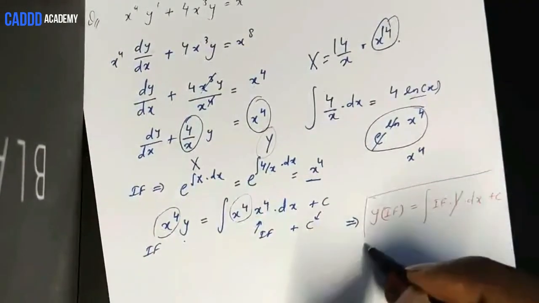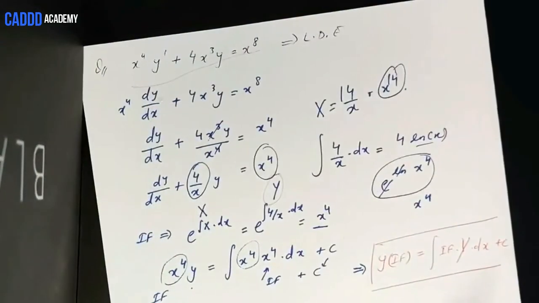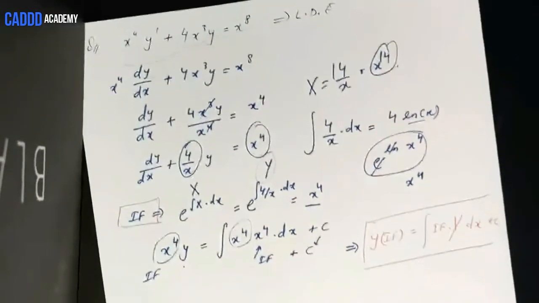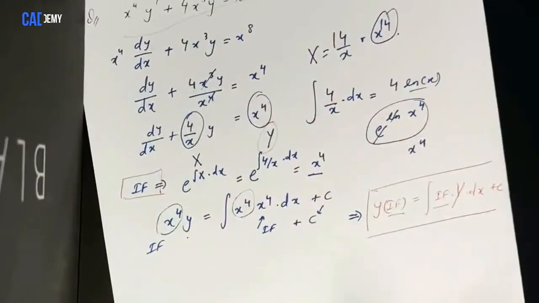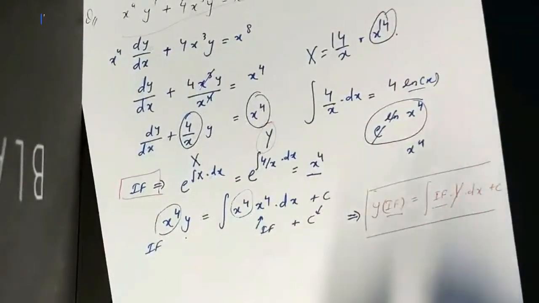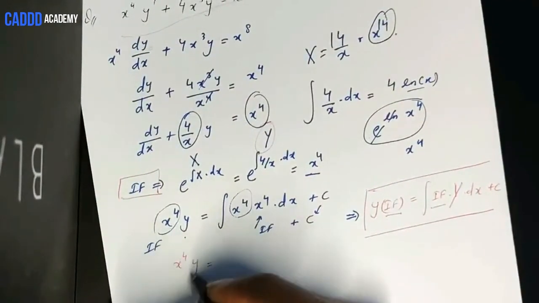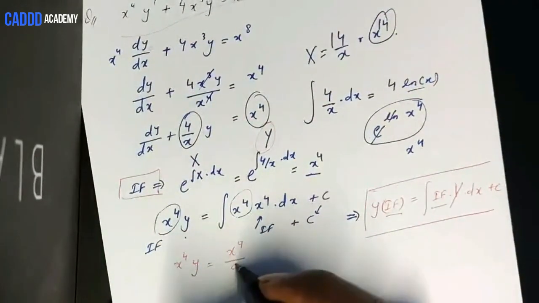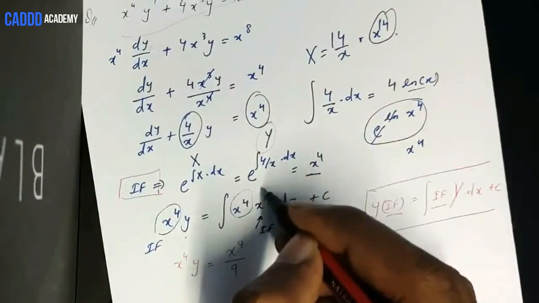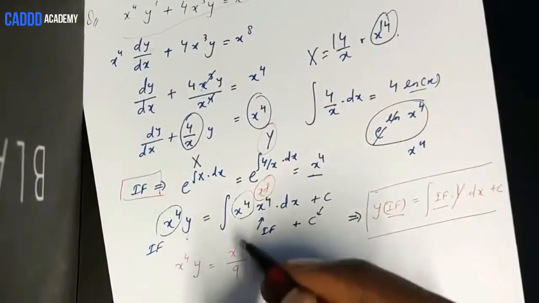This is the general solution of a linear differential equation. What we have to do is get the integrating factor, and this integrating factor will be multiplied at these two places. So now we can solve this equation, and we will have x to the power 4 y is equal to x to the power 9 by 9, because it will be x to the power 8. So integration of x to the power 8 will be x to the power 9 by 9.